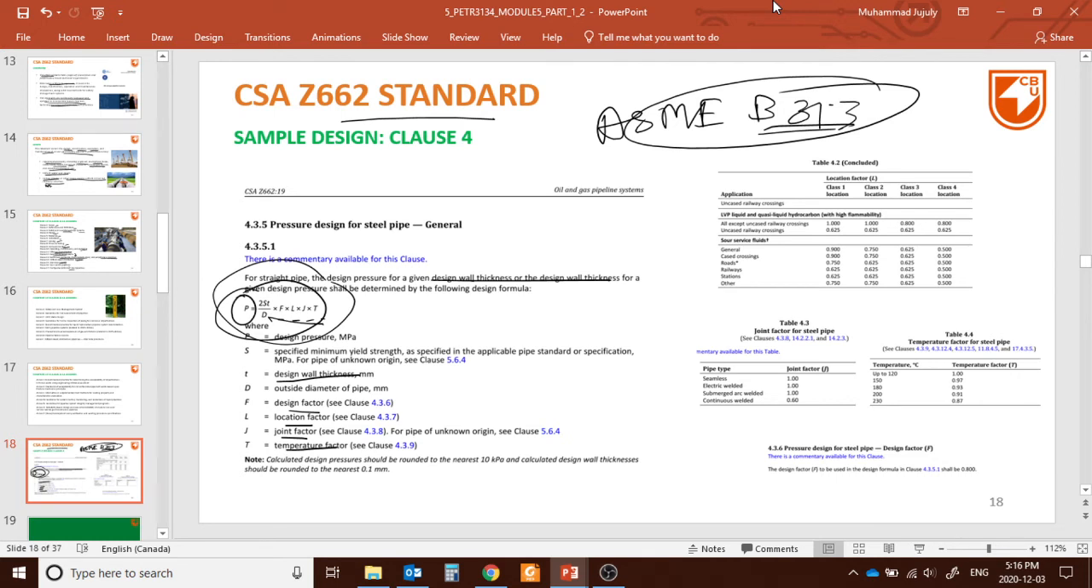I will upload all these standards in the model so that you can get a much better idea on the standards. So these are the factors: temperature factor, joining factor, and the location factor. You can multiply these factors, and then you can get the wall thickness of the pipeline if the design pressure is given.